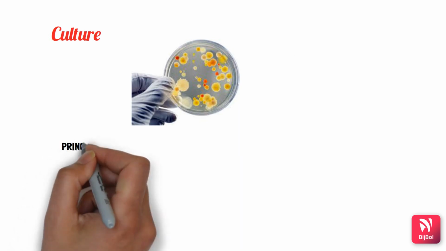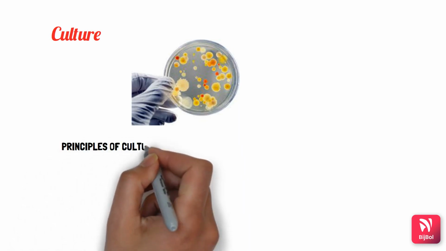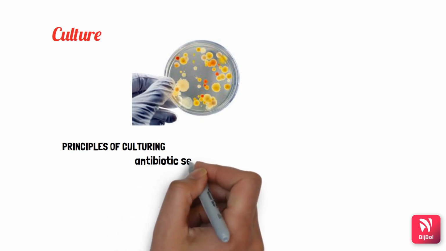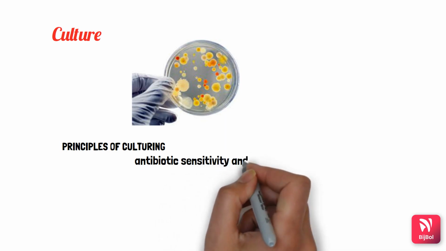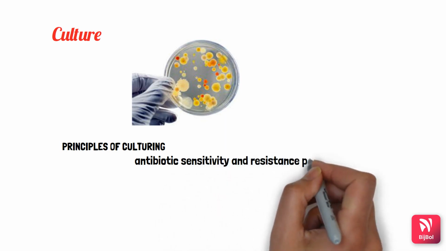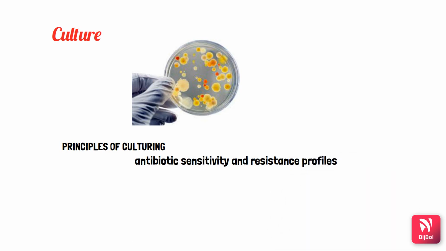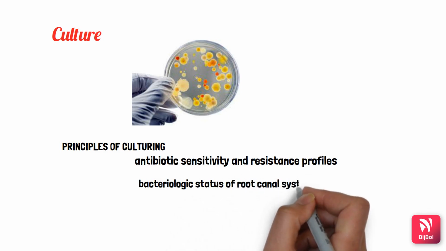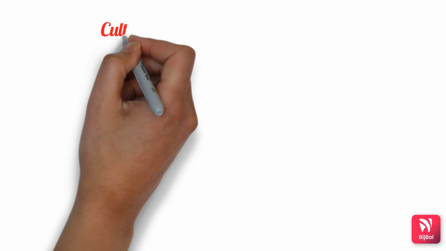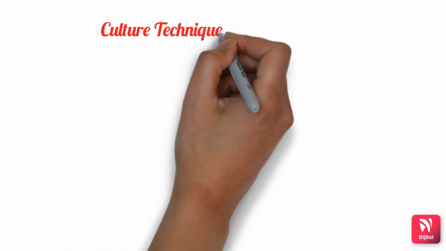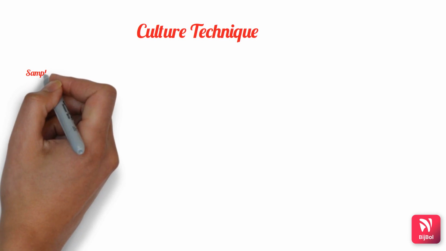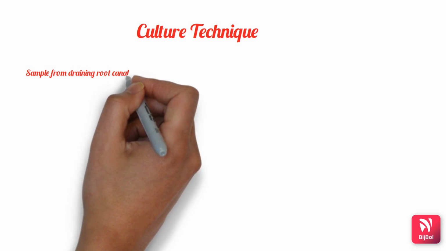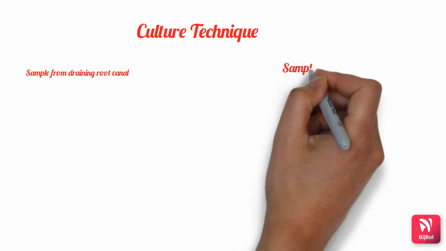So if you consider the principles of culturing, there are two main reasons. In case of persistent infections, to grow and isolate the microbial flora for antibiotic sensitivity and resistance profiles, and to assess the bacteriological status of the root canal system before the obturation occurs. There are various methods of culture technique. The samples can be obtained either from the infected root canal or from the periradicular abscess.